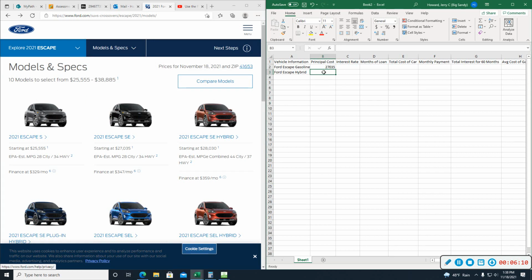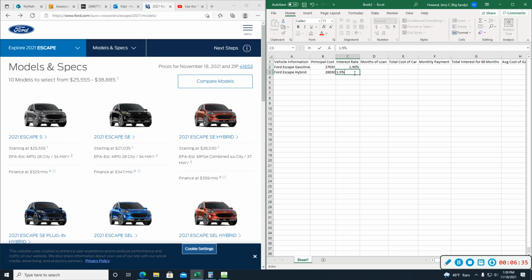Okay, now the hybrid, it is 28. It's going to be a little bit higher, $28,000. Now the interest rate, I couldn't find the interest rate for these, but I'm going with what I saw as the average as of today, which was 1.9, and put your percent.